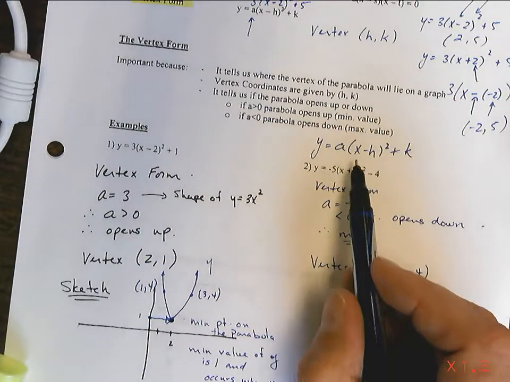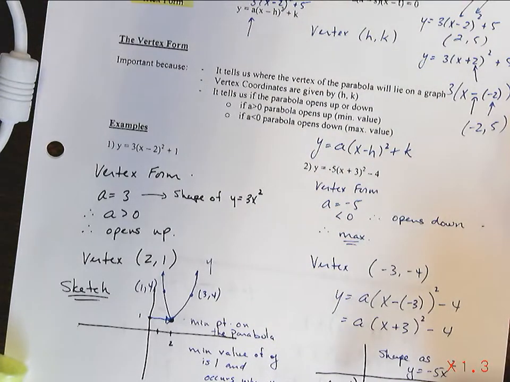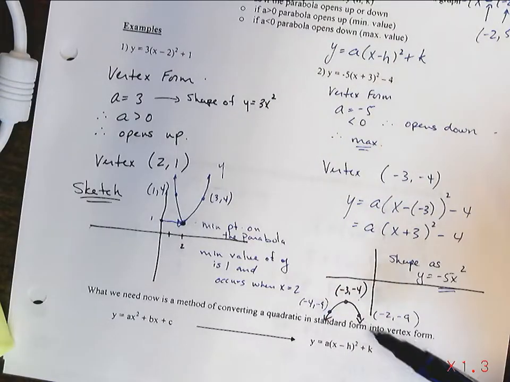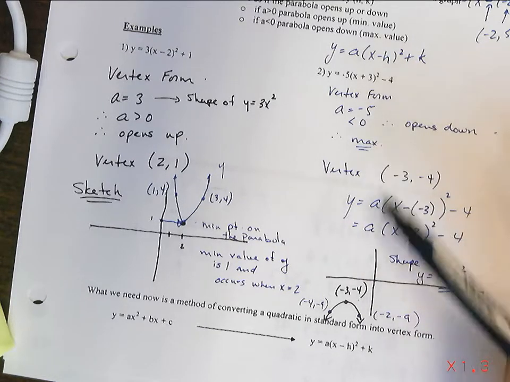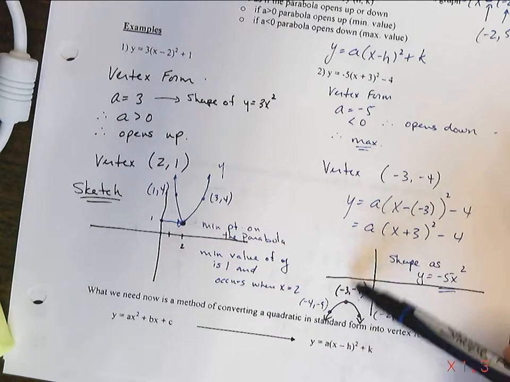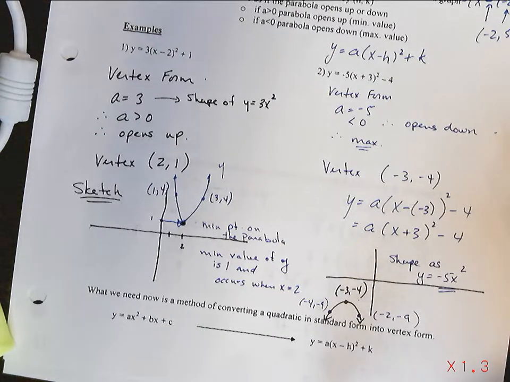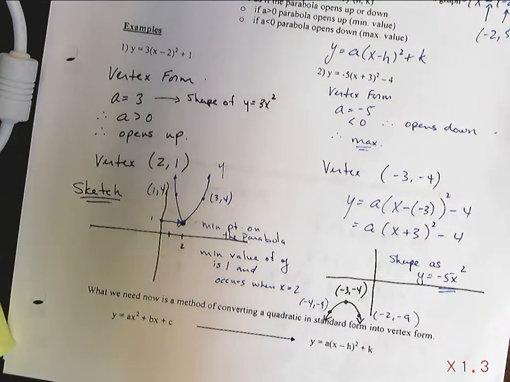This one over here, you're going to have a vertex of negative 3, negative 4, so it's there. You notice that the a value is negative, so it's less than 0, so it opens down, so that's a maximum. The maximum value is negative 4, and it occurs when x equals negative 3. So there's a lot of information that can come out of the vertex form. So what we need now is a method for converting quadratics in standard form to vertex form. And that's what we're doing.